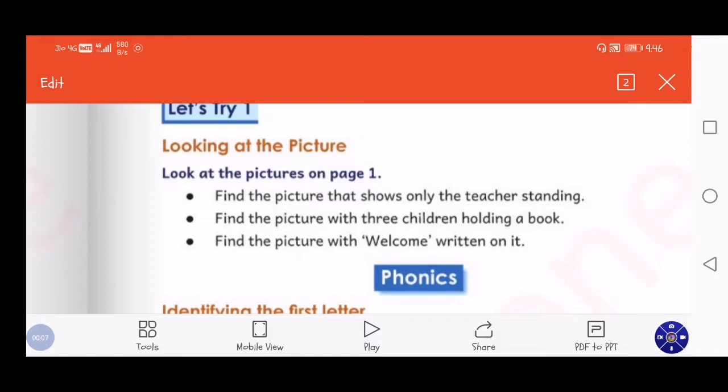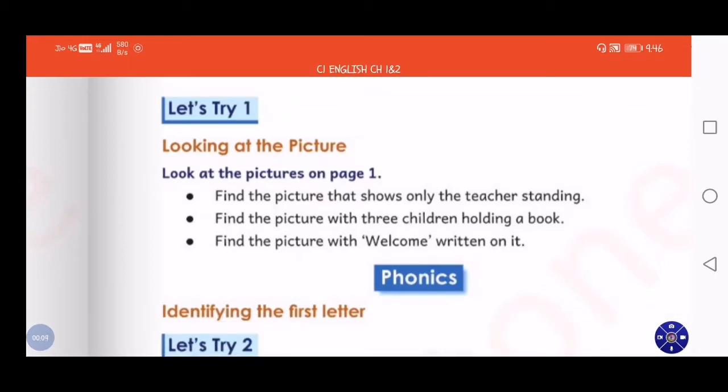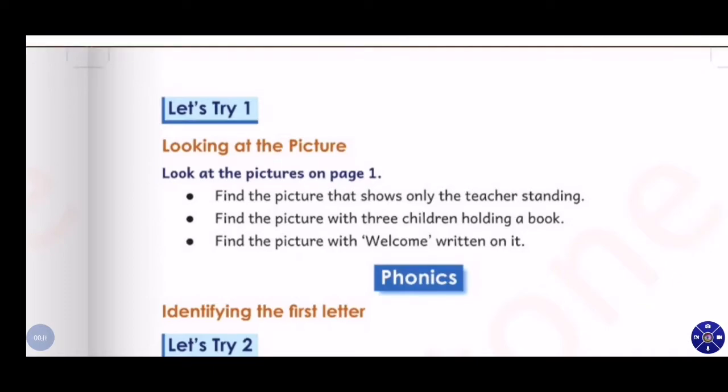We have read the chapter. Now we will do all the exercises. So let's try one. In let's try one, what you have to do, you have to look at the picture. So look at the pictures on page number 1.